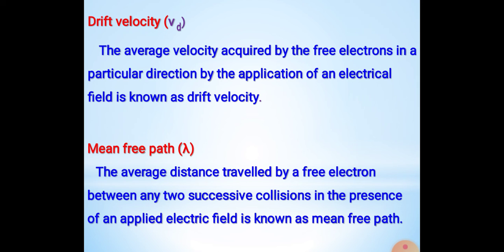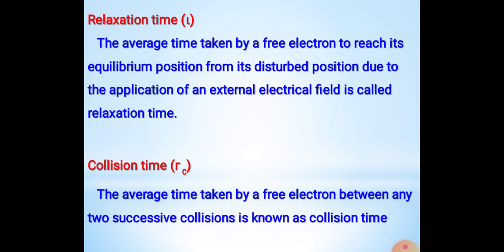Then the next definition is mean free path. Path normally means distance. So here, what distance? When an electron collides with the first electron, it will move some distance, after that it will collide with another electron. So between the two successive collisions, this electron moves some distance. That distance is called mean free path. That is the average distance traveled by the electron between two successive collisions.